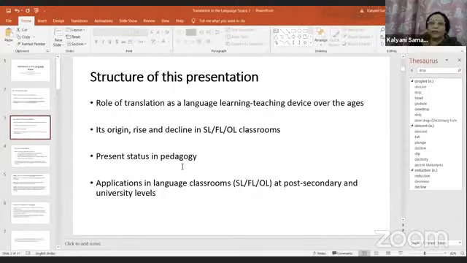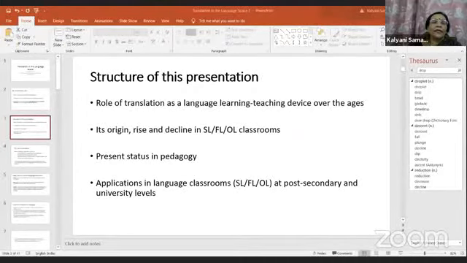And this is the structure of this presentation. First of all, I'll discuss the role of translation as a language learning, language teaching device over the ages. It's been there for quite some time. Then the next point in focus is translation, its origin, rise, and decline in language classrooms.